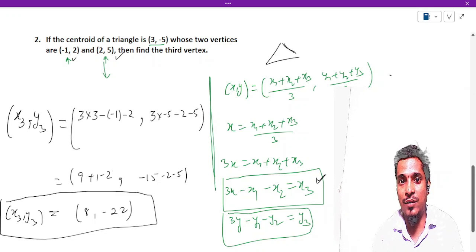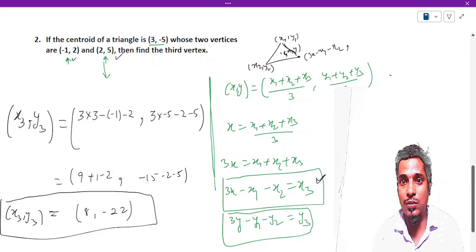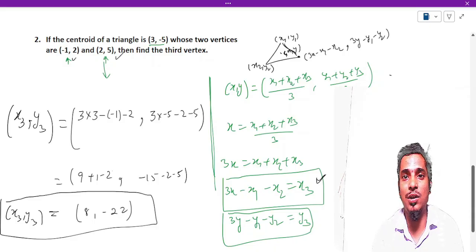So we have been given this one, this two, and this. We need to find this value. For this one, we have to go for 3 times x minus x1 minus x2, and for the second coordinate, 3 times y minus y1 minus y2. So this way we can find the third coordinate of the triangle.